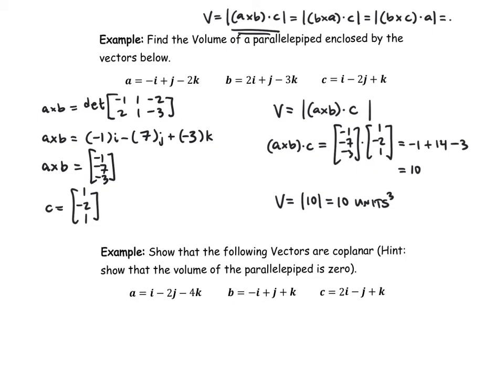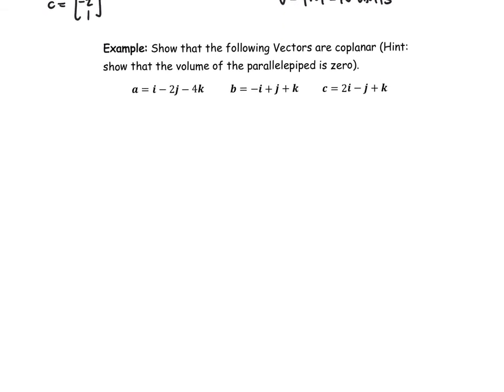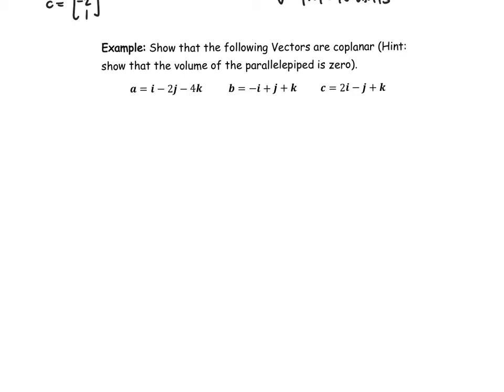Let's look at a unique example of something very similar. Show that the following vectors are coplanar. To show that three vectors are coplanar, we could show, and the hint is given here, that the volume of the prism is 0. That would mean that all three vectors are on the same plane.